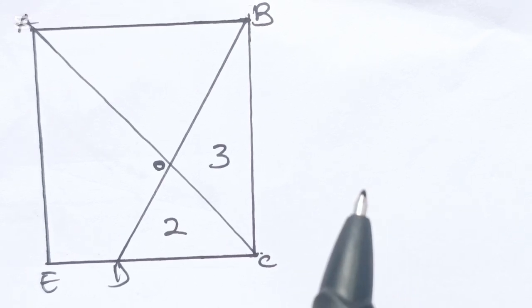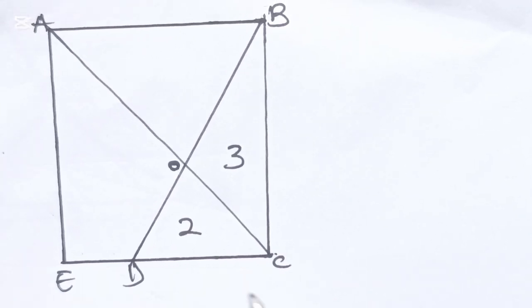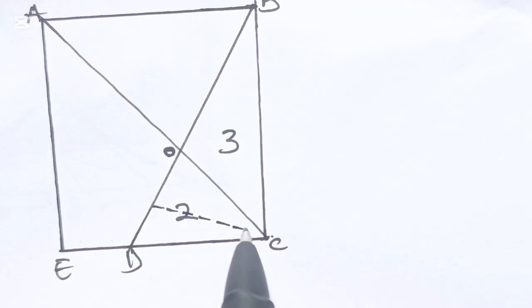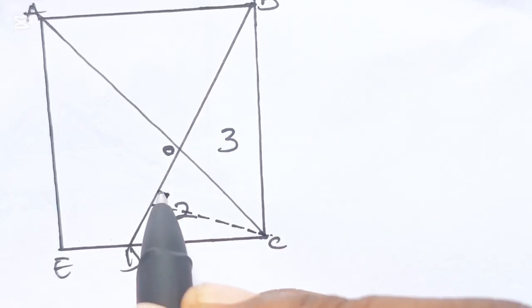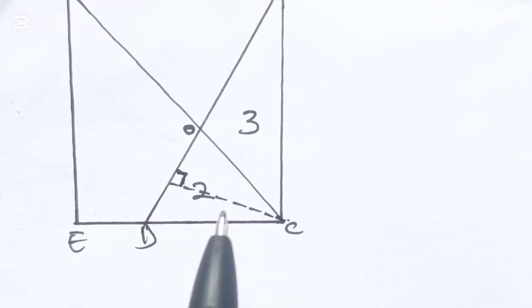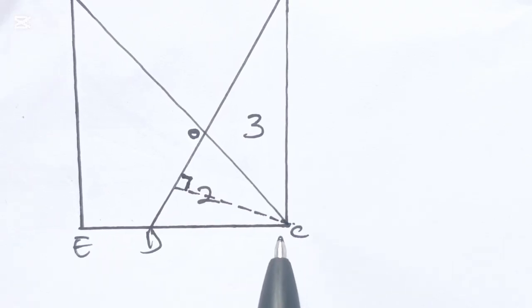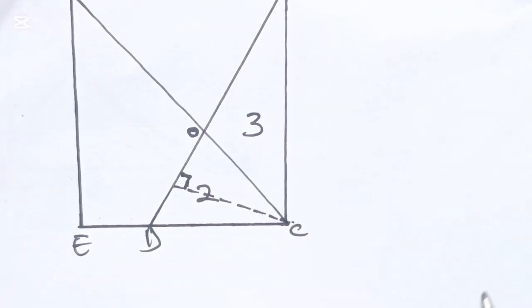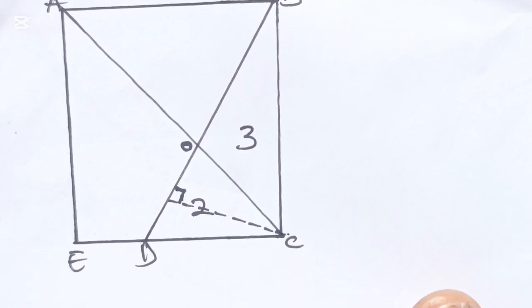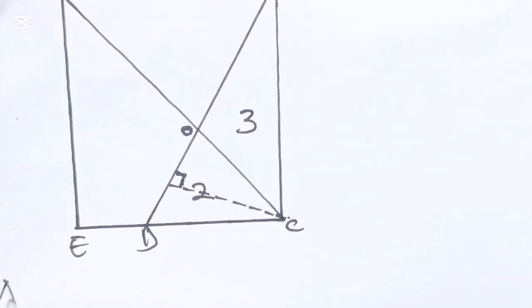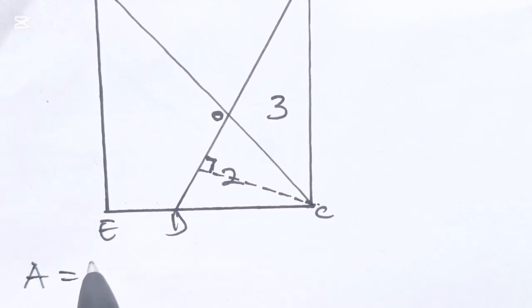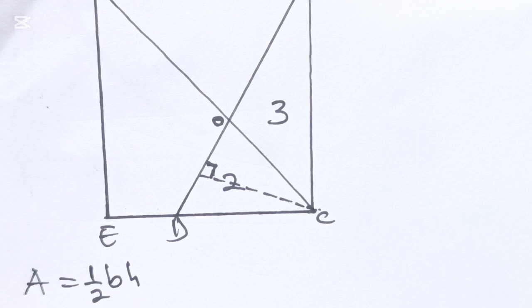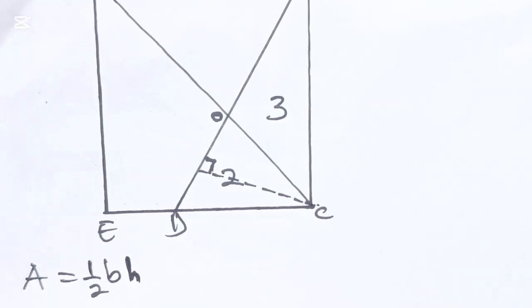Now let us drop a perpendicular here. This will serve as the height of triangle DOC and also the height of triangle EOC, right? Now remember, the area of a triangle is equal to half base times height.